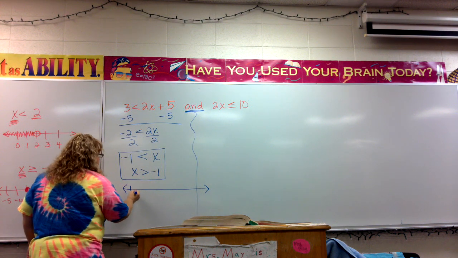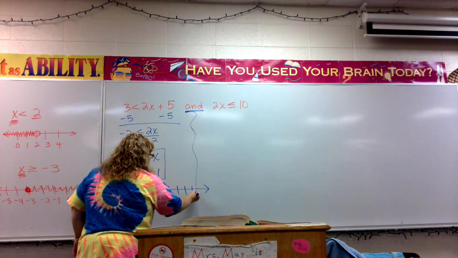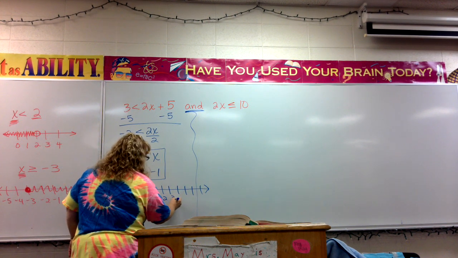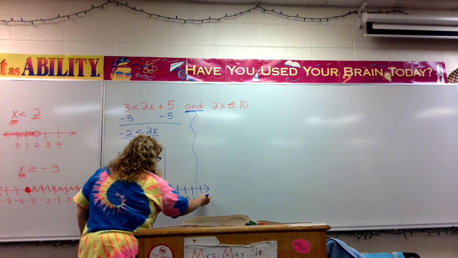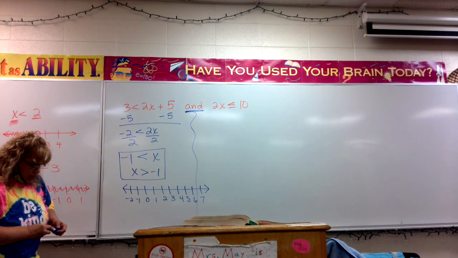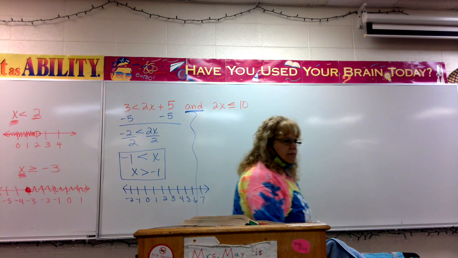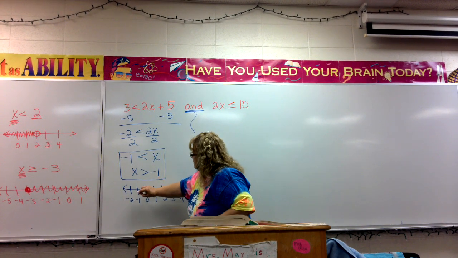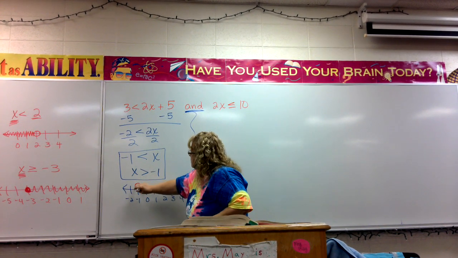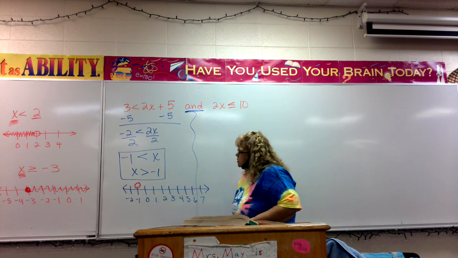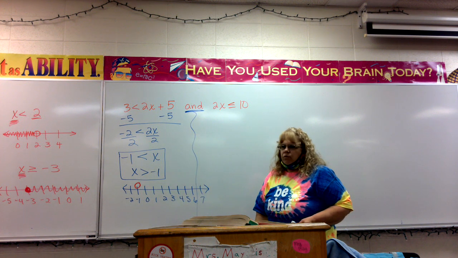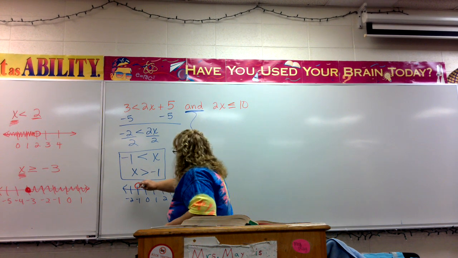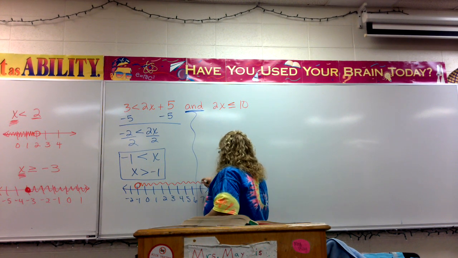If I asked you to graph that, what would you get? You'd go to -1. Color in or not color in? Not color in. And then which way would you go? Right or left? Which way are they greater than? Good, yes, to the right. Those are the values that are greater than.